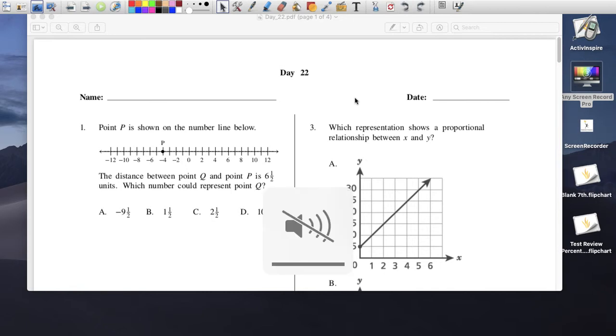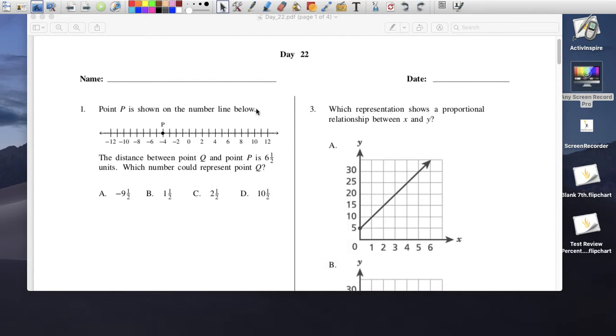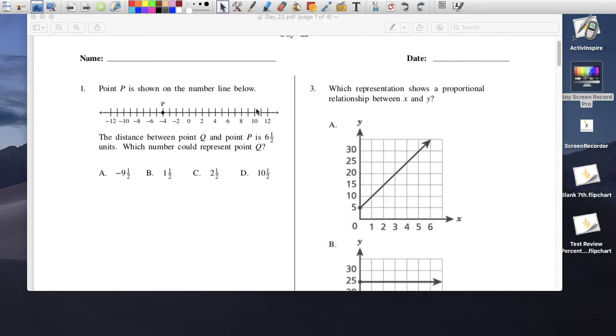Have a calculator. Point P is shown on the number line below. The distance between Q and point P is 6.5 units. Which number could represent point Q? Well, point P is at -4. So it could go six units and a half this way, or six units and a half this way. Whichever way you decide to go. So if it's 6.5 units, you can go 1, 2, 3, 4, 5, 6.5. That's going to bring us to -10.5 on this side.